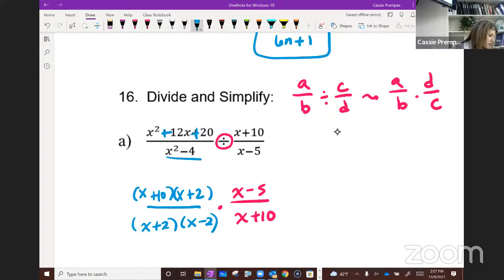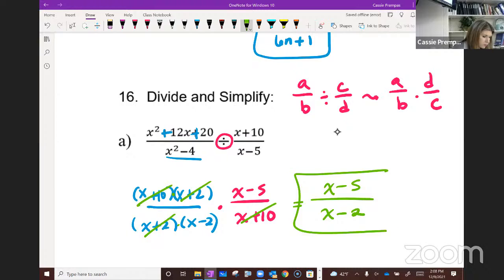Now I can reduce. Any number divided by itself is 1. I can reduce x plus 2 divided by x plus 2. Again, there's 2 terms making up the factor, but it is a factor because it's being multiplied. And then I can reduce the x plus 10 divided by x plus 10 is 1. And then as I multiply across, I'll have x minus 5 over x minus 2.